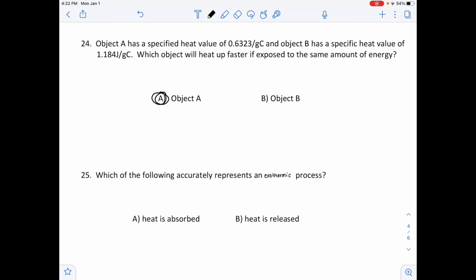For 25, it says, which of the following accurately represents an exothermic process? An exothermic process is where heat is being released. And an easy way to remember this is exothermic has the exo, and just remember it as heat is exiting the reaction.